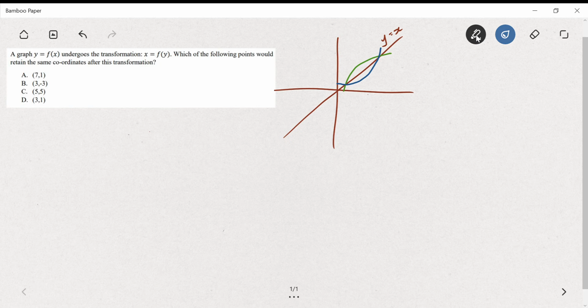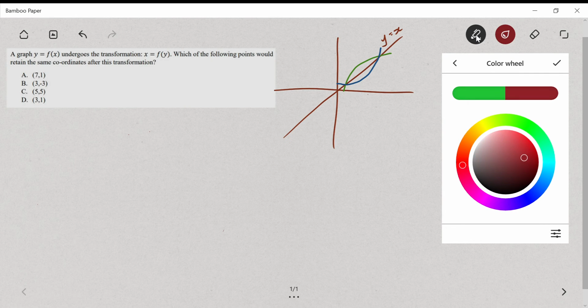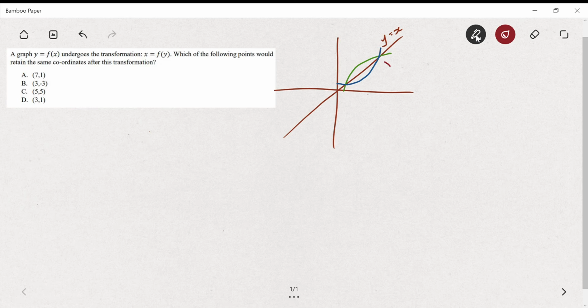Now you can see clearly that the points that remain unchanged under that transformation are the points that lie on the line y equals x. And any point that lies on the line y equals x clearly has x and y parts the same in their ordered pairs. So I know that part C is the only one that has that. So that's one way to answer that. But let's work up that solution based on our transformations and image point notation.